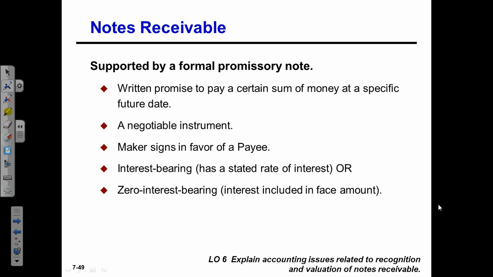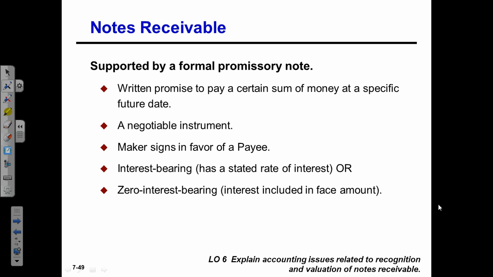Okay, maker signs in favor of the payee. Of course, they're interest bearing, has a stated rate of interest typically, or they're zero interest bearing, but there's no such thing as zero interest, right? So we're going to have to discount a zero interest bearing note. Or if it has nominal interest, let's say the market rate is 10% and the note only has a stated rate of 2%, we'd still compute what the market rate is, right? Just makes the accounting a little more complicated.